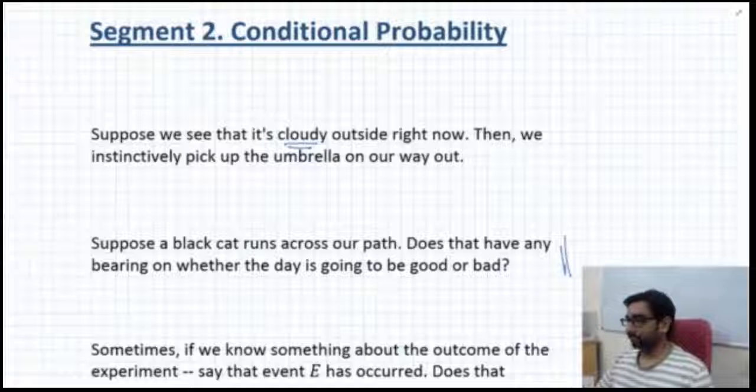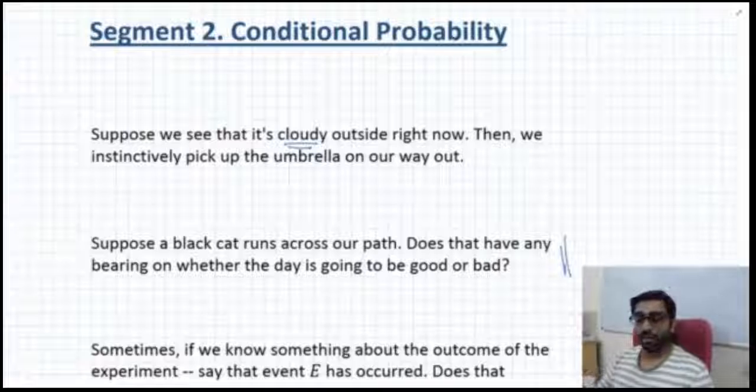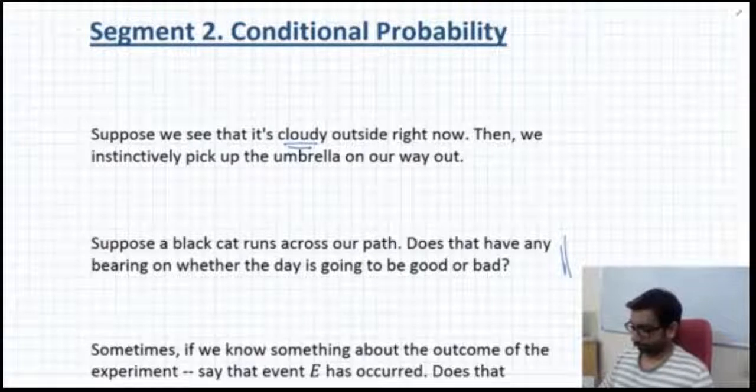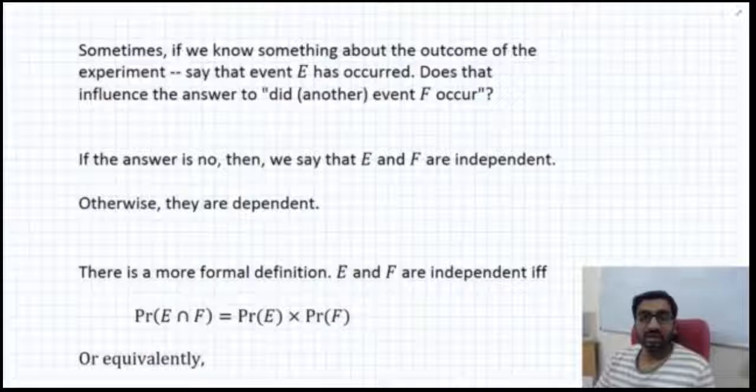So these are just a couple of examples, situations where an event occurs and it may or may not have a bearing on some other event. And this notion of dependencies between events is what we're going to talk about today. So let's move towards making things a bit more formal.